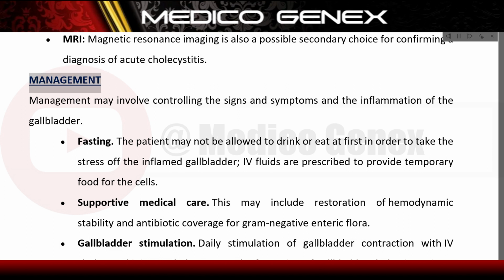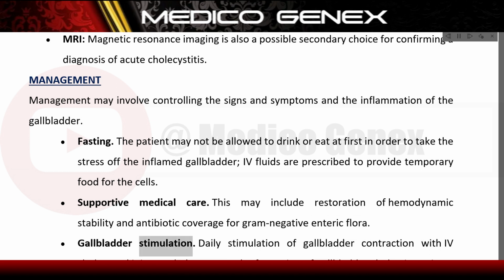Management may involve controlling the signs and symptoms and the inflammation of the gallbladder. Fasting: the patient may not be allowed to drink or eat at first in order to take the stress off the inflamed gallbladder, and IV fluids are prescribed to provide temporary food for the cells. Supportive medical care: this may include restoration of hemodynamic stability and antibiotic coverage for gram-negative enteric flora.